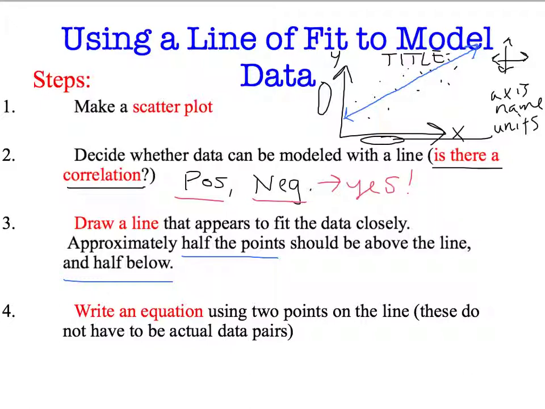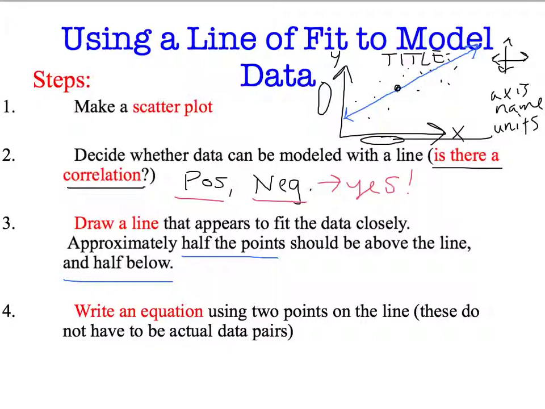Now that we have a line, we can go to step 4, which is to write an equation using 2 points on the line. These don't actually have to be data pairs. So now that we already have our line of best fit to model the data, we can actually just choose any 2 random points along the line.